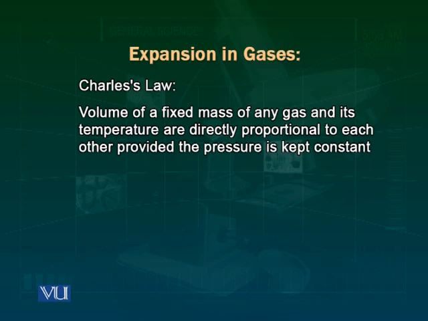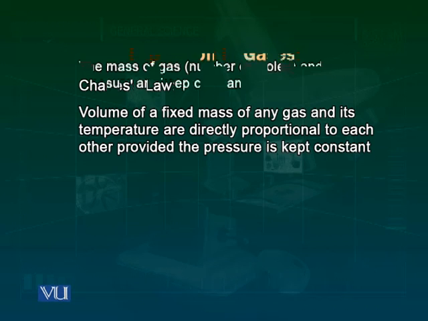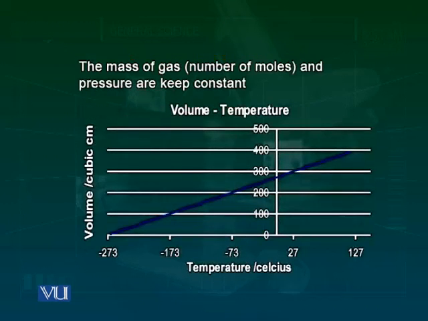So you increase the temperature, the volume is going to increase. You decrease the temperature, the volume is going to decrease. So for a fixed mass of gas, if you increase the temperature, the volume is going to rise. You decrease the temperature, the volume is going to be lesser. Charles' law plotted this and found the relationship to agree to a linear equation. So you have a straight line like it is shown in your graph.